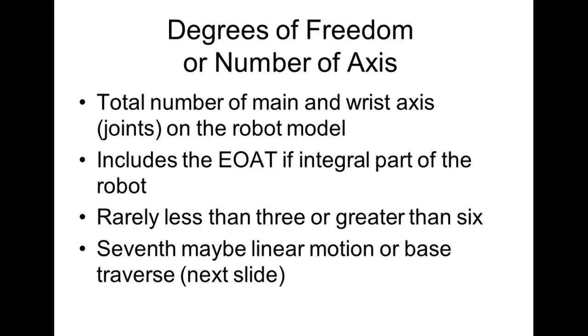So the degrees of freedom is the total number of axes or joints the robot has. It includes the end-of-arm tooling if the end-of-arm tooling is an integral part of the robot. But you won't see that in industrial robots. That's very, very seldom. But in the intro, when you were playing around with those gray robots, that gripper was an integral part of the robot. It wasn't mounted on the robot. It was part of the robot. So that would be considered one of your degrees of freedom.